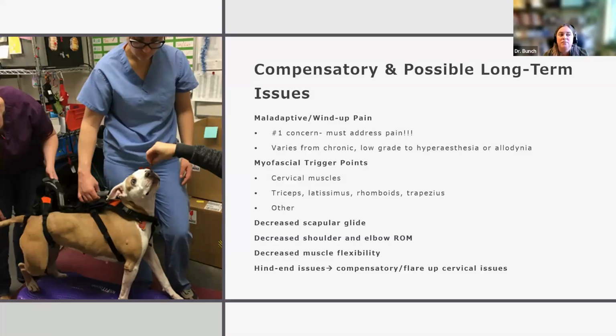And oftentimes by the time I've seen these patients, they have some component of wind up pain already happening, and they're not responding to the typical drugs. They're having just these screaming events, and they're just so uncomfortable, and they've got this wind up going. And this can vary, from a chronic low grade wind up to hyperesthesia to allodynia. So we definitely want to address this. And although we're not discussing pharmaceuticals today, we absolutely 100% need our pharmaceuticals. So all these things are multimodal management, right? And drugs are a very important part of this.